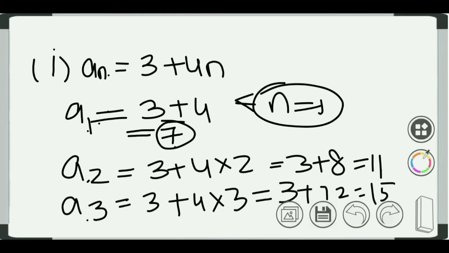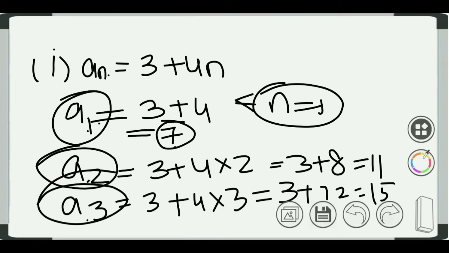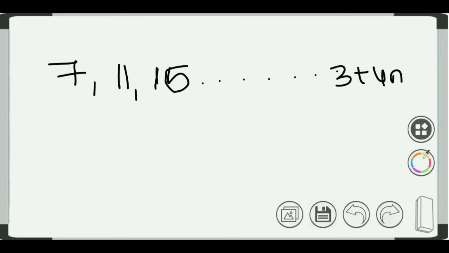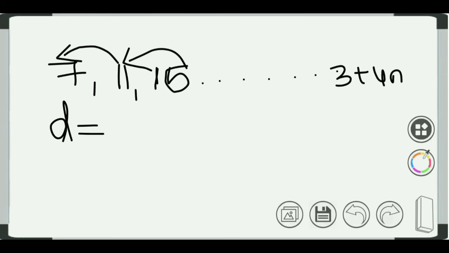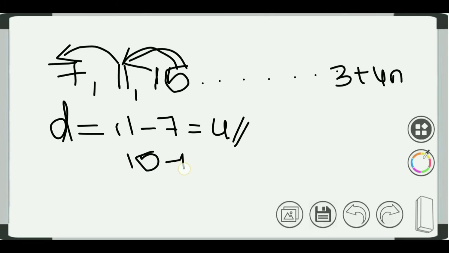Now you can find the common difference. What is a1? First term, second term, third term is given. We got 7, 11, 15. It goes on till an. 3 plus 4n. Now you can find the value of d. What is d? 11 minus 7 or 15 minus 11. Anything. Both will be same. So 11 minus 7 equal to 4. If you check this one, 15 minus 11. What is 15 minus 11? Again 4. So this is an AP. Yes. So you can say this is an AP with the common difference 4.